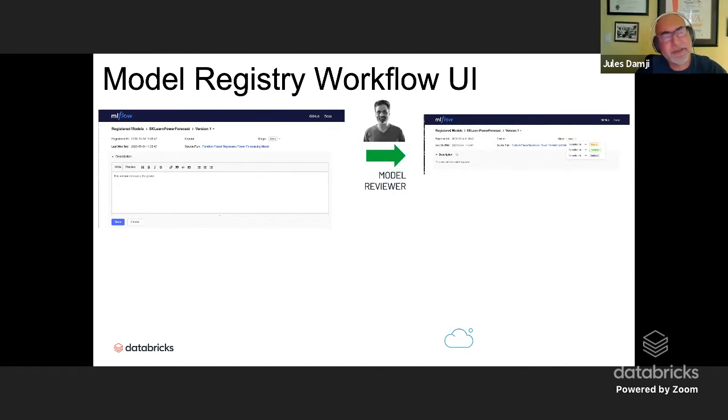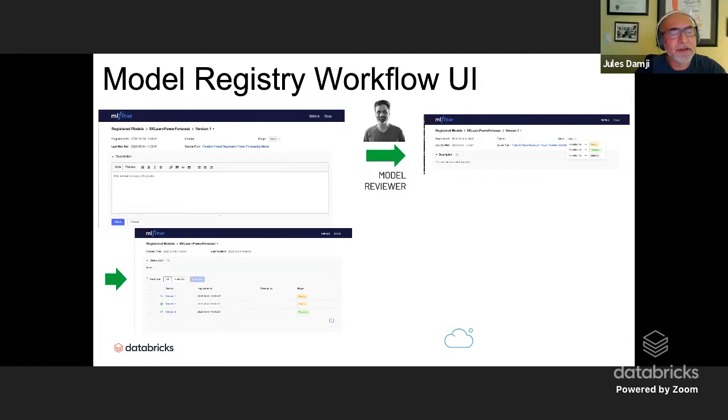And he or she can take that particular model and make the appropriate transitions from, say, none to staging to production to archive. And then finally, if more versions of the model are created by the developer, he or she can go in there and create different versions. And you can have different versions of the same model in different stages. And this gives you the ability to do a lot of A/B testing.